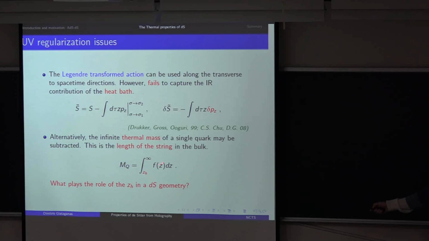Now, if I do that in the usual AdS black hole cases, I will have some function here that depends on the metric, which is known. But here the lower limit will depend on the horizon of the black hole. This is an infinite integral.